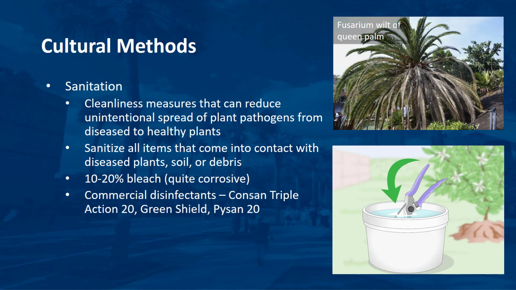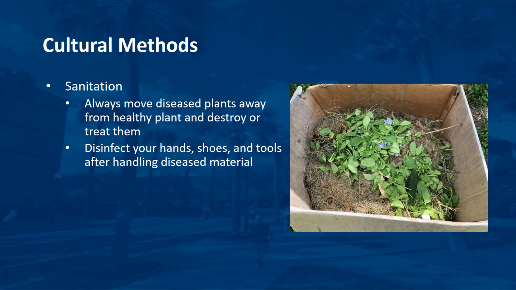and Physan 20. Always move diseased plants away from healthy plants and either destroy them or treat them in an isolated area. Plant debris and cull piles are excellent reservoirs for plant pathogens and should be kept away from and downwind of healthy plants in production areas. Personnel should disinfect hands, shoes, and tools after handling rogue, diseased, or decaying plant material before resuming regular duties.